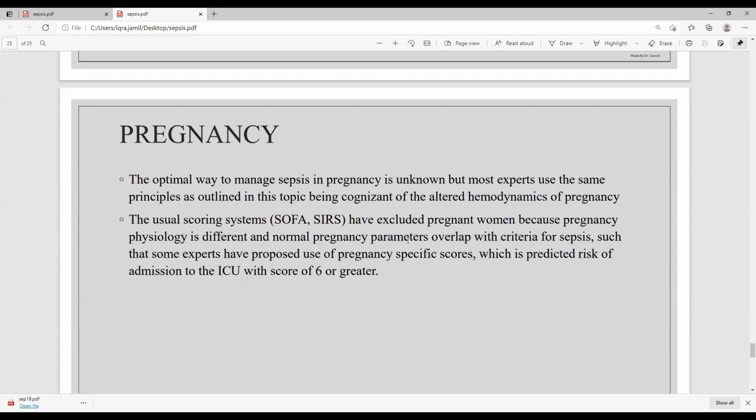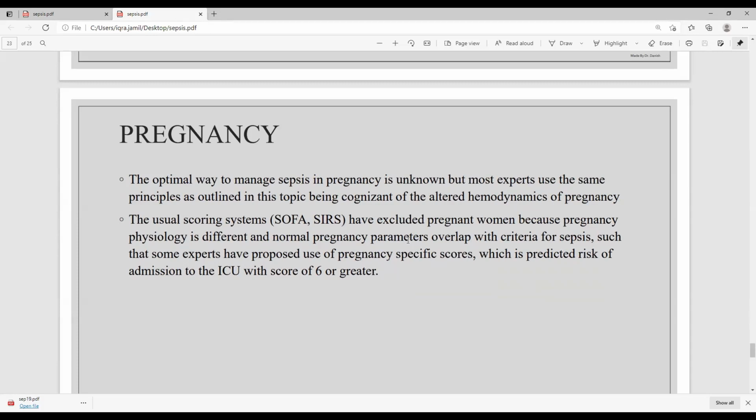Pregnancy. A patient is pregnant and she has sepsis and septic shock. The optimal way to manage sepsis in pregnancy is unknown, but most experts use the same principles as outlined in this topic, being cognizant of the altered hemodynamics of pregnancy.